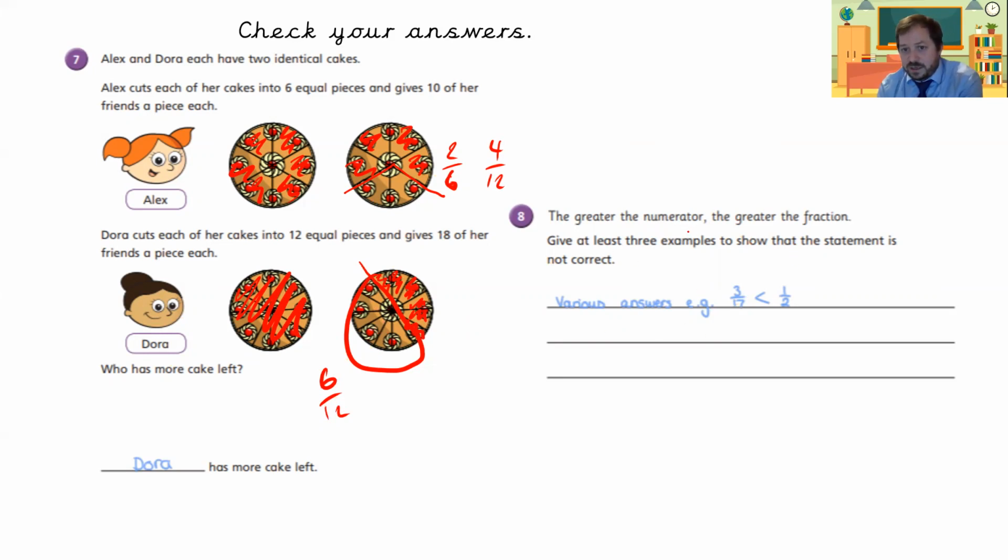When the numerator is greater, so 3/17 is less than a half, which is 1/2. And you could have another example of 4/100ths and 1/2. Very different, because you do have to take into account what the numerator is and how many pieces you've got of that. So this is definitely not always true.